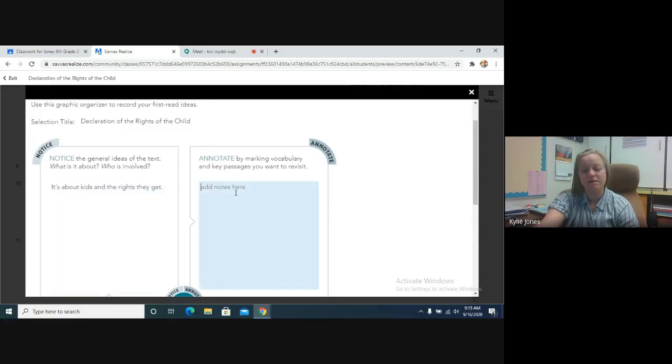This part is a little bit on your own. This says annotate by marking vocabulary and key passages that you want to revisit. So this would be where you would go back and highlight something that you thought was interesting, or something that you thought maybe you didn't understand and you want to go research a little bit, or something that you were like, oh, that's a good law, we should definitely keep that one. Something like that.